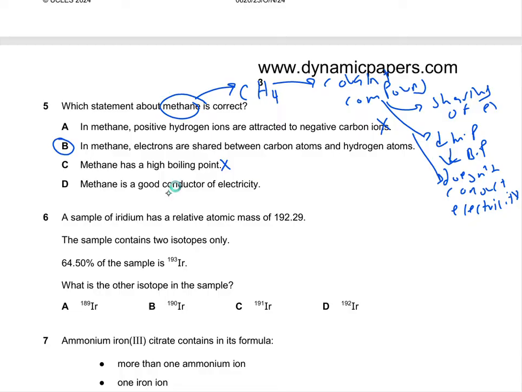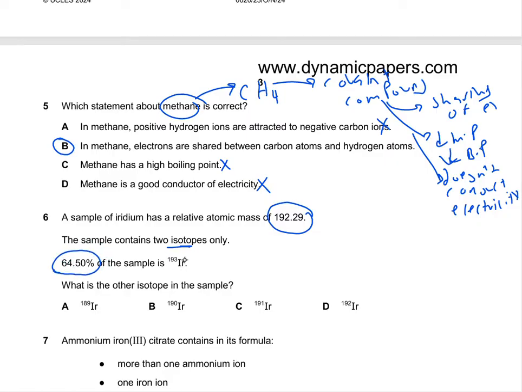Methane is a good conductor of electricity? No, we said that methane does not conduct electricity. It's opposite to the ionic compounds' properties. Okay, a sample of rubidium has a relative atomic mass of 192.29. The sample contains two isotopes only.